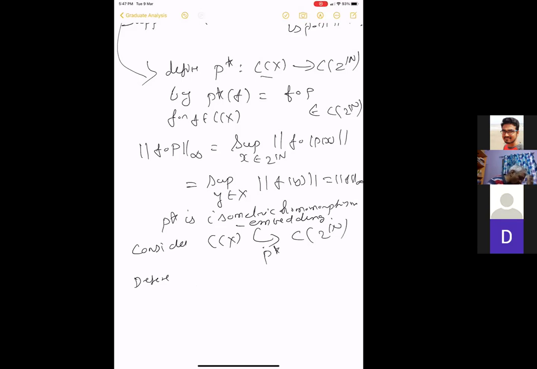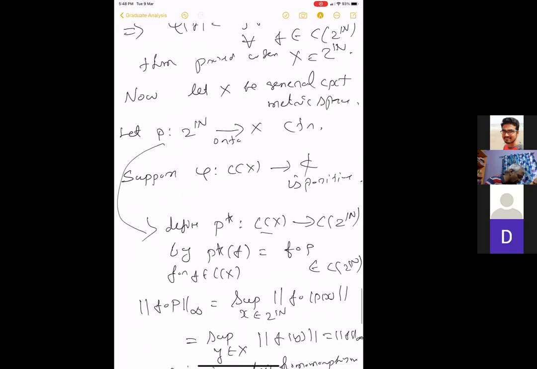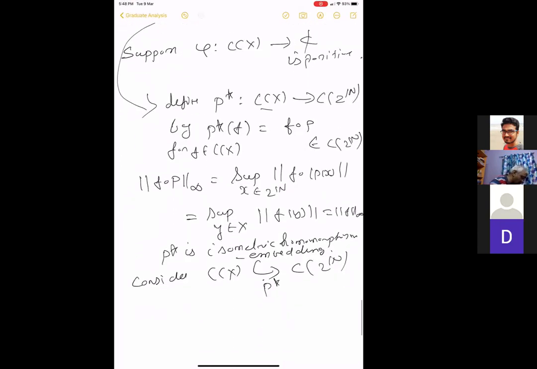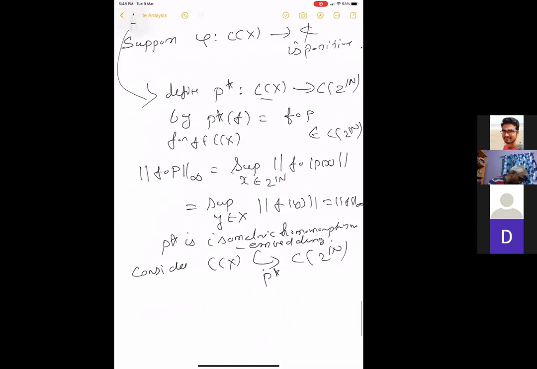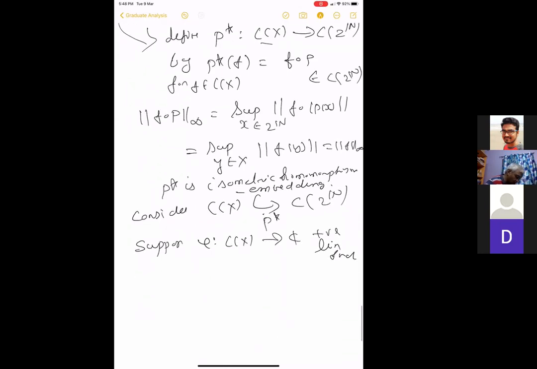Now you define, so now we have a phi. Suppose phi from C of X to C is a positive linear function. Then you consider phi. We identify C of X with the image P star of C of X. Then use the Hahn-Banach theorem.